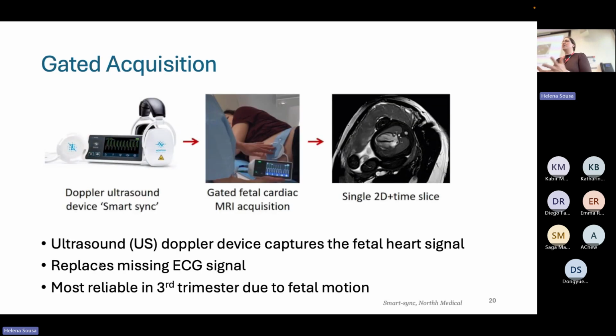So thankfully, there's been a recent development of a Doppler ultrasound device called SmartSync, which can actually go into the MRI scanner on the mother's abdomen and be able to provide that missing gating signal for us to know where a fetal heart is beating. But this device is most reliable during the 3rd trimester at present, because the fetal motion otherwise can take it out of range.